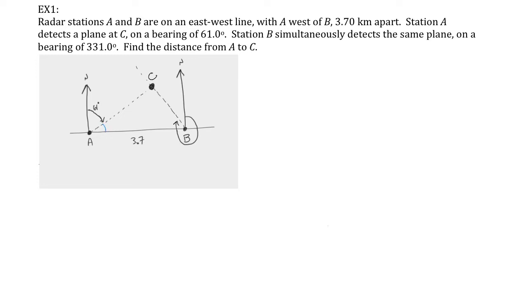So let's first figure out what our angles are. Angle A: this is 90, so it would just be 90 minus that bearing of 61 degrees, and that's 29 degrees. Meanwhile, angle B is 360, the whole way around, minus that bearing of 331, and so that is 61 degrees.